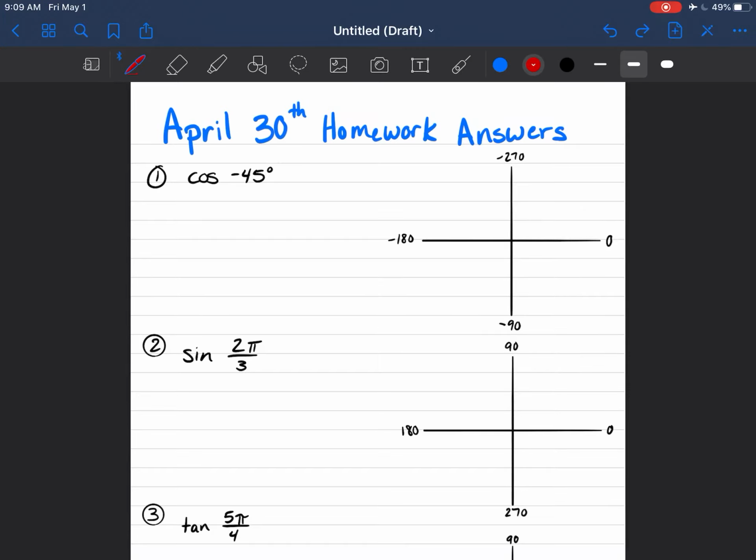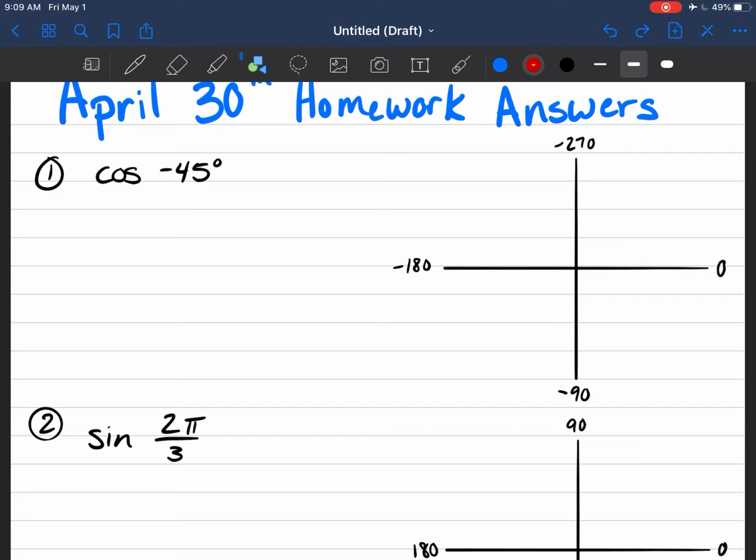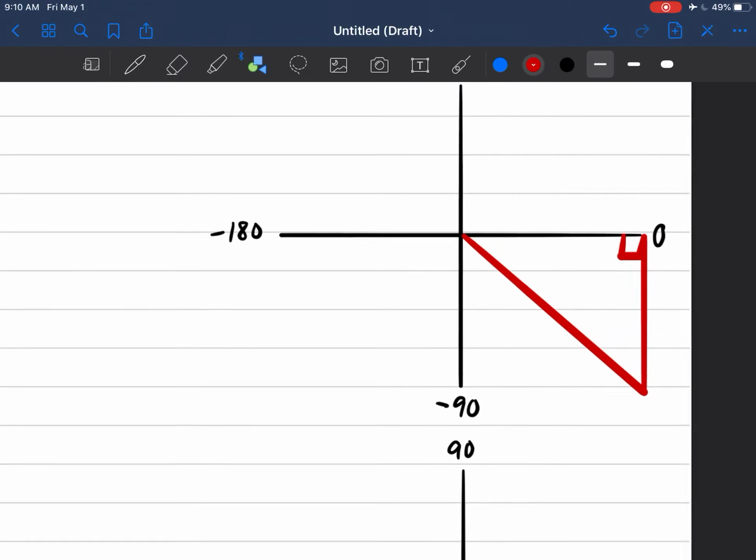All right. So cosine of negative 45 degrees. Step one is to graph it. And I've already prepared the graphs. That way it doesn't take as much time. So 45 degrees would be right there between 0 and negative 90. Then you draw a line going to the x-axis. Remember, it's always up or down to get to the x-axis. You should never go to the left or right because that would be the y-axis. Then you'll draw a right angle there. All right, and then label the sides.